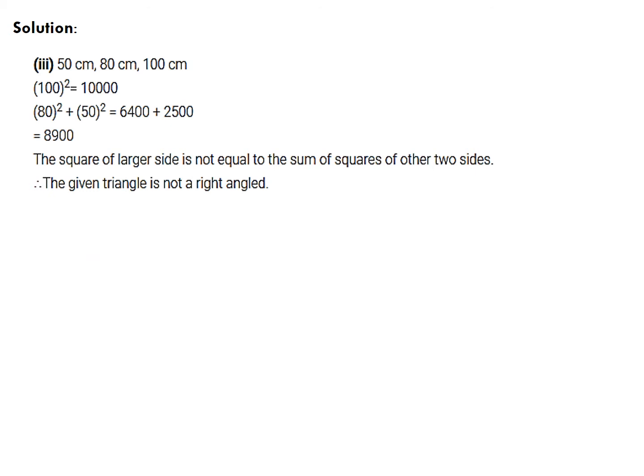Next we have 50 cm, 80 cm and 100 cm. As before, since 100 is the longest length or side here, therefore this will be considered as the hypotenuse if it belongs to a right angle triangle. So 100 square is equal to 10,000, and let us take the sum of the smaller squares. So 80 square plus 50 square is coming out to be 8900, which is not equal to 10,000. Hence we can say these are not the sides of a right angled triangle.